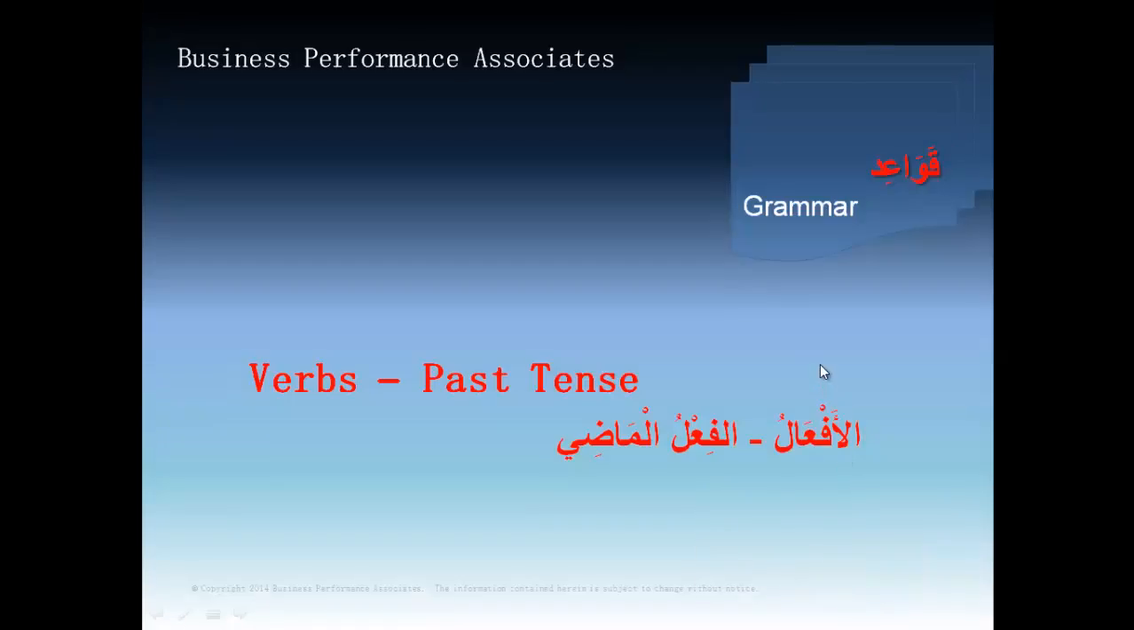This is section 2 of lesson 5, the grammar section, قواعد. We're basically focusing on the verbs, the past tense verb in particular. الأفعال, the verbs. الفعل is the verb. الماضي, the past. الفعل الماضي, the past verb.